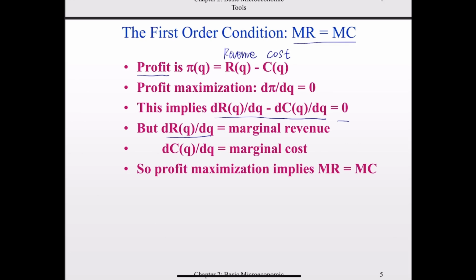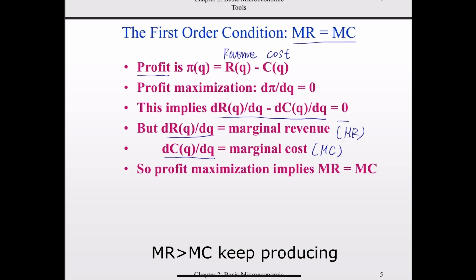And the change in cost as we produce one more unit is called marginal cost. So in short, we just call them MR and MC. This makes intuitive sense, right? If the revenue from producing one more unit is greater than the cost of producing that unit, we should keep producing. If the cost is greater than the revenue, we should stop. The optimal point is where they are exactly equal, MR equals MC.